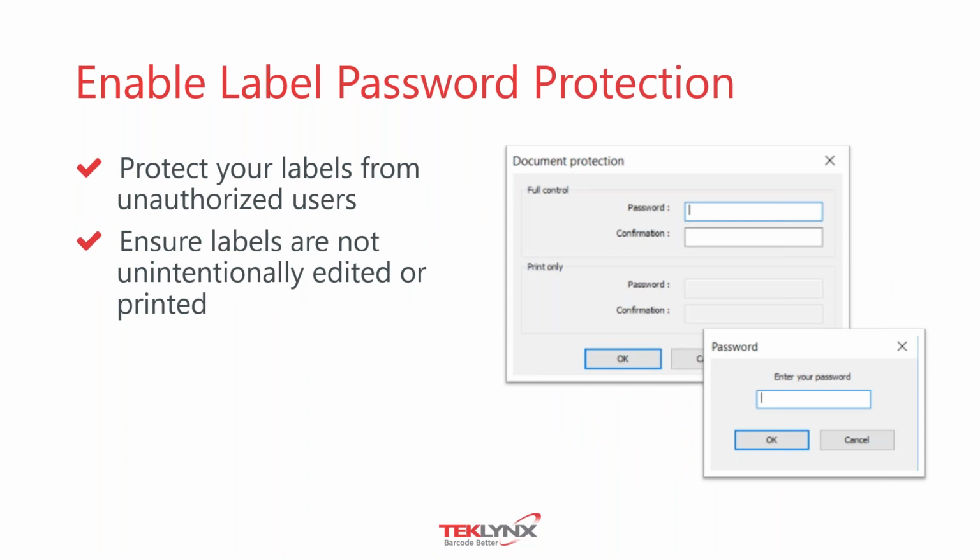So the first thing we can do is enable label password protection. It's by far the easiest thing we can do in this software. It's going to be a document level password, so it's not just on opening up the software, though we do have that, and we'll be talking about that next. This is per document. You can set up a full control and a print-only password, so essentially an admin and then the print users. It's really going to protect your labels from unauthorized users.